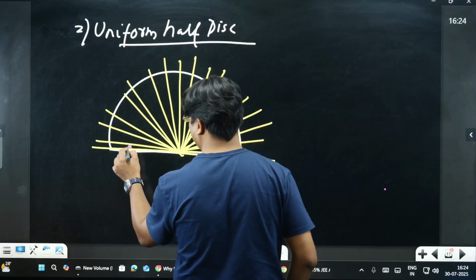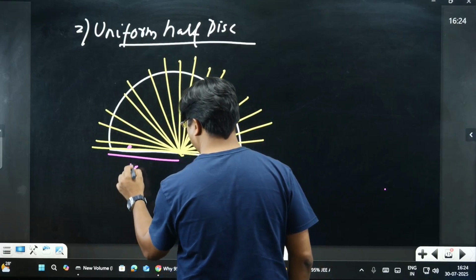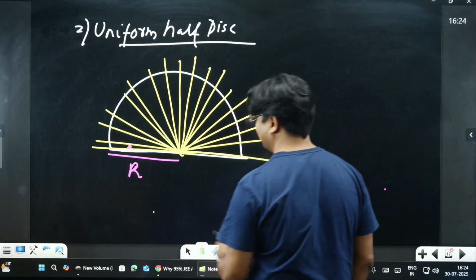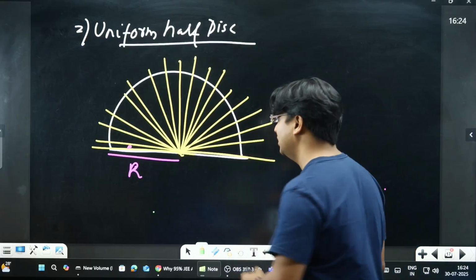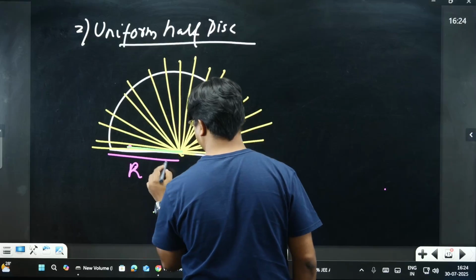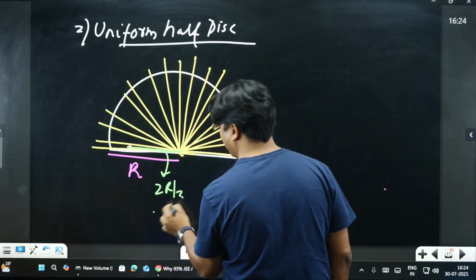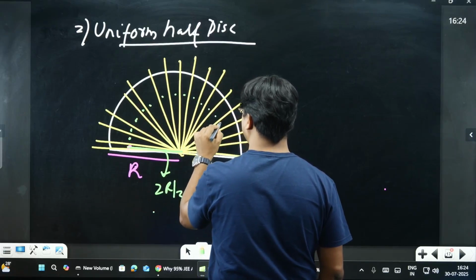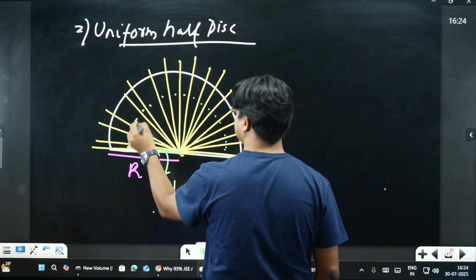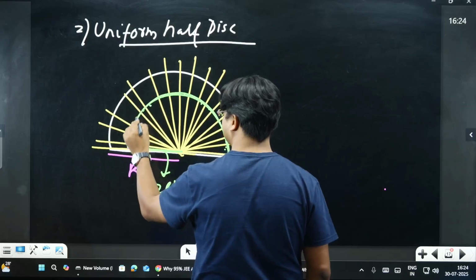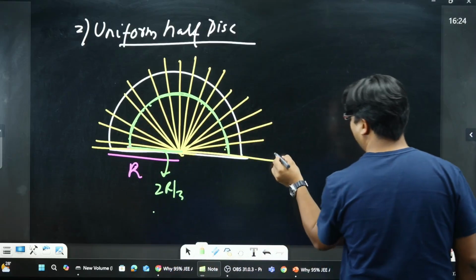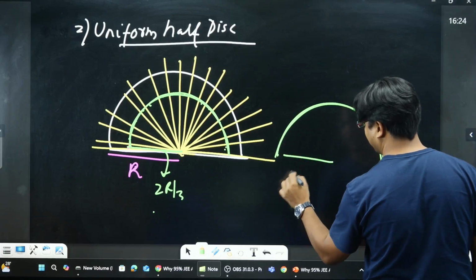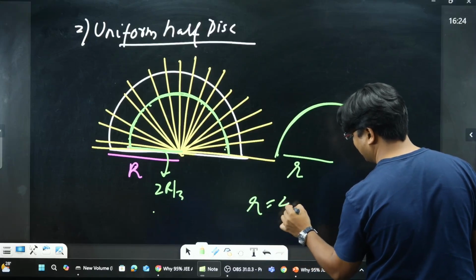So that would be somewhere here, and if this distance is r, then the centroid of the triangle, we know, is at 2 by 3 of the height. So this distance would be 2r by 3. And similarly for this triangle. So you keep on replacing each triangle with particles present at their respective centers of mass, and what you end up with is a semicircle of radius r', where r' is 2r by 3.